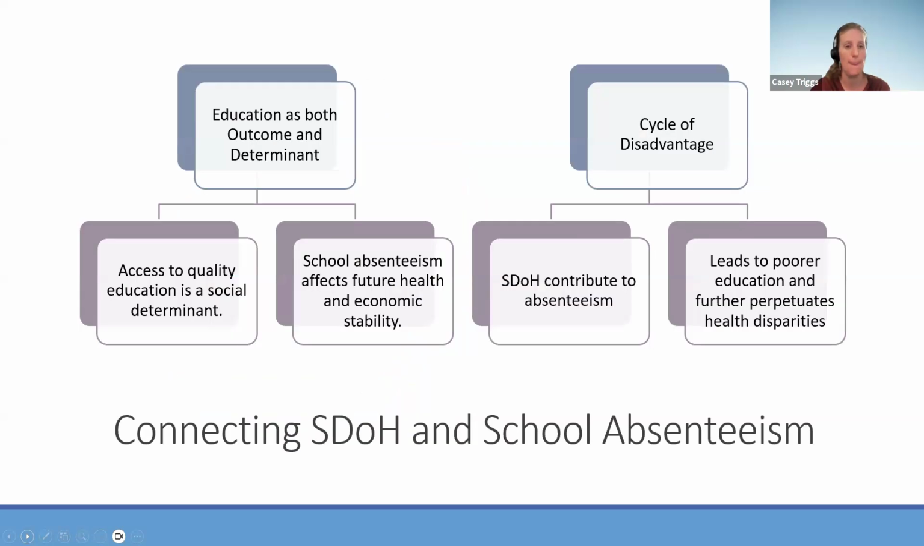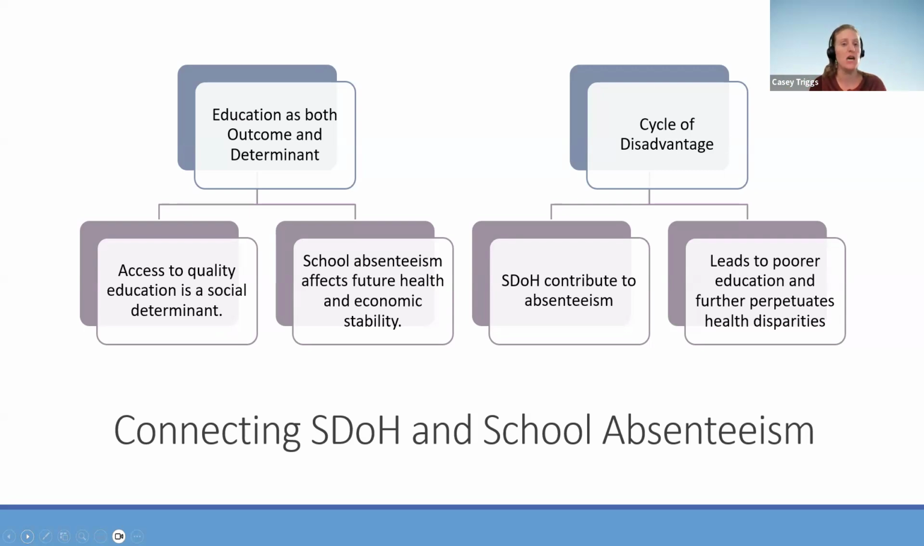Next slide, please. All right, so now let's really fully connect SDOH and school absenteeism. So education, as I mentioned earlier in the presentation, is itself a critical social determinant of health, right? It was identified in those 5 factors. Access to education is one of the key players in an individual's long-term health outcome. So education then is both an outcome and a driver of future health, but it's also a result of intervention.